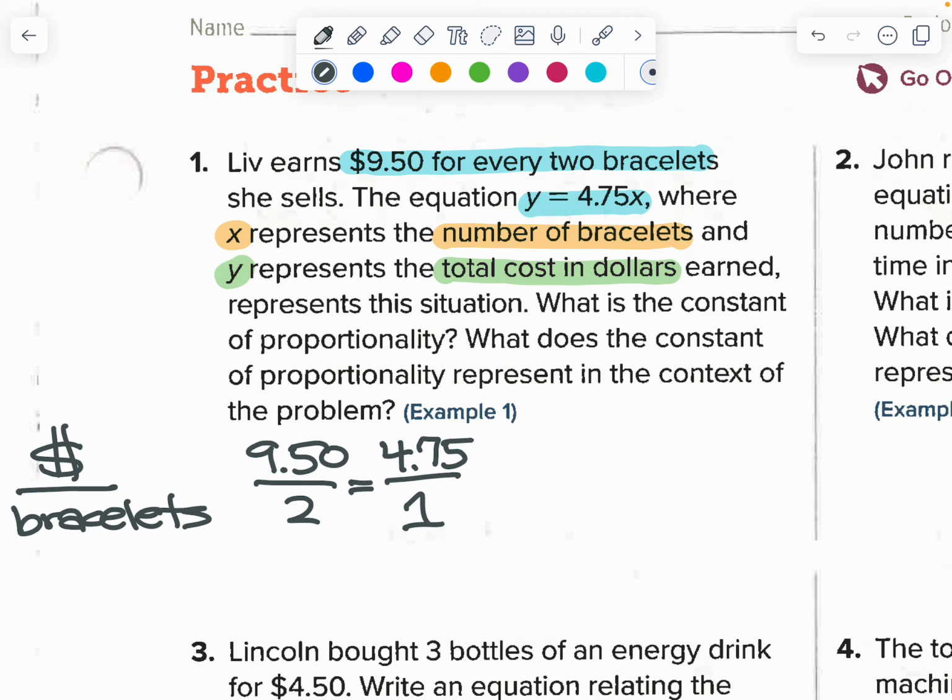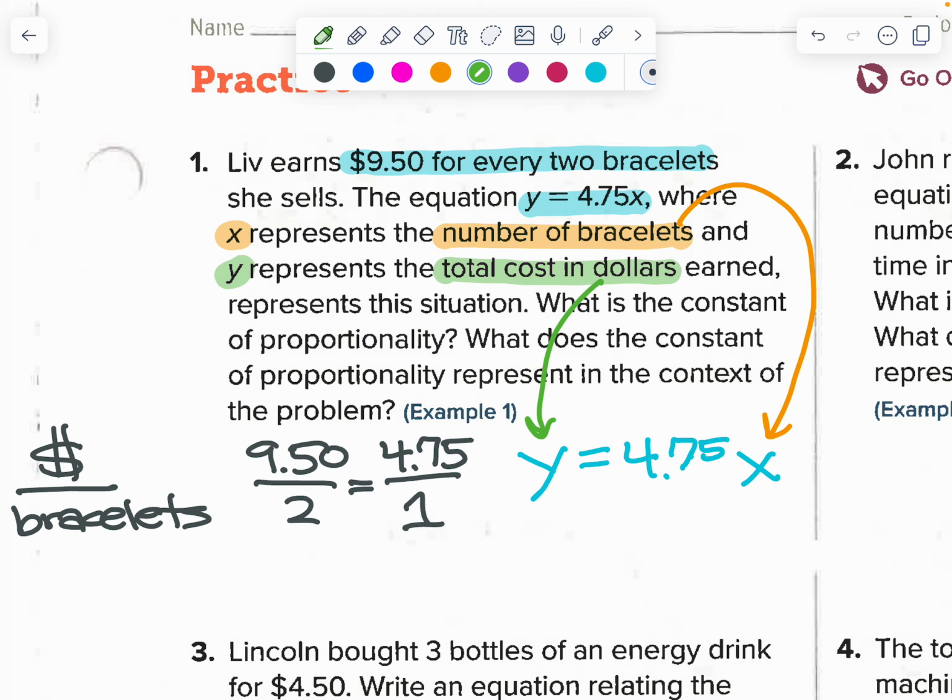The thing that they added is they put it in the form of an equation. All right, so y is the cost, so that's money. The amount of money you spend or charge per bracelet would be $4.75 per bracelet. All right, so if you notice, the bracelet is x right here. That's the number of bracelets. The cost is going to be our output or our y. So that's it.